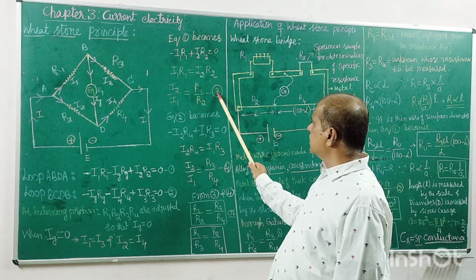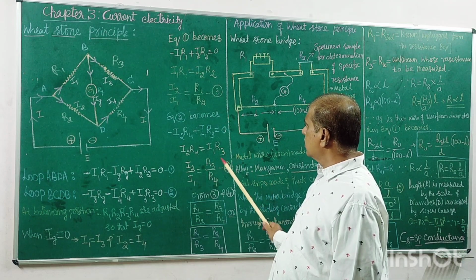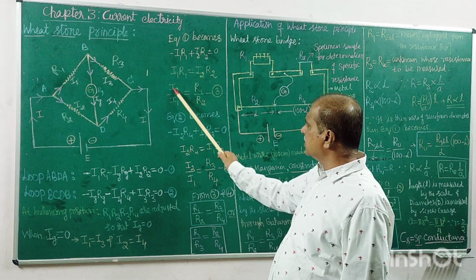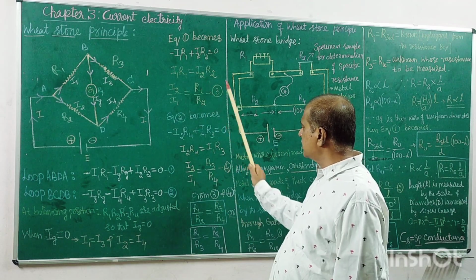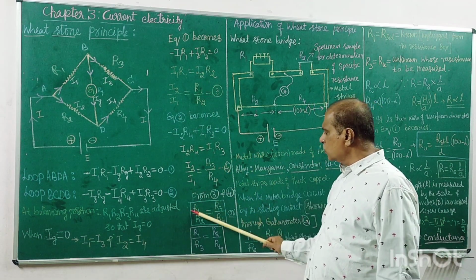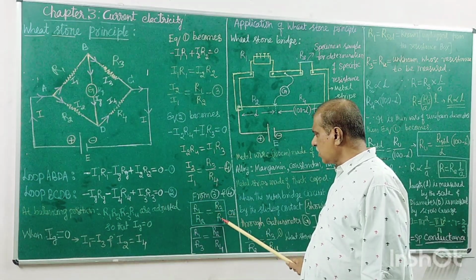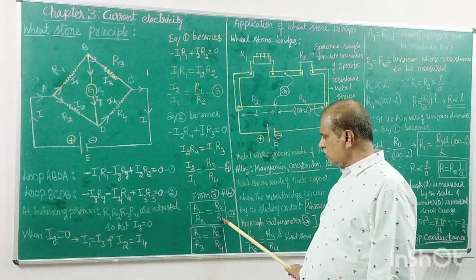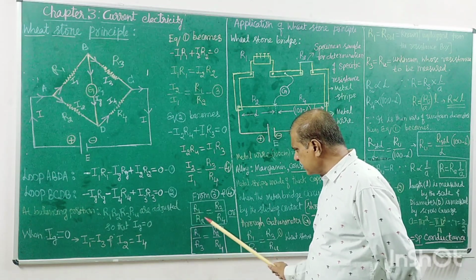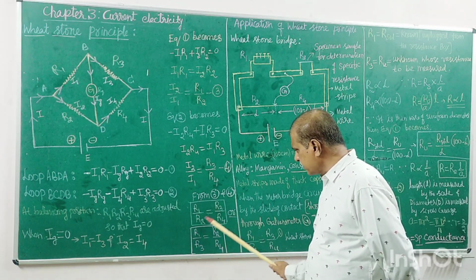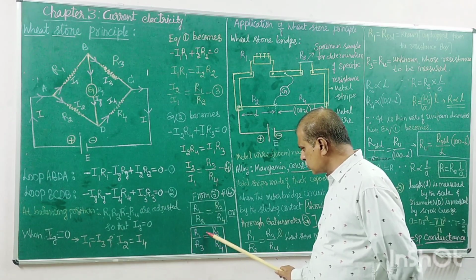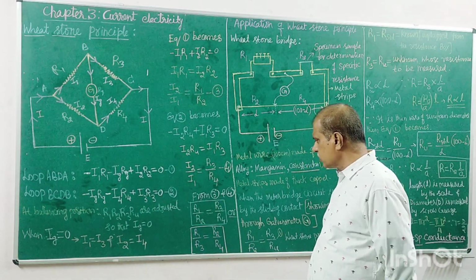So compare equations 3 and 4. The left hand sides are equal. If the left hand sides are equal, the right hand sides must be the same. Therefore, R1 by R2 is equal to R3 by R4. This equation is also the same as, we can interchange and cross multiply: R1 by R3 is equal to R2 by R4.